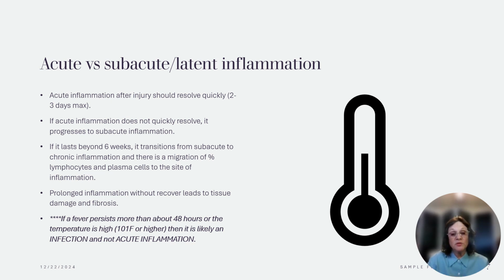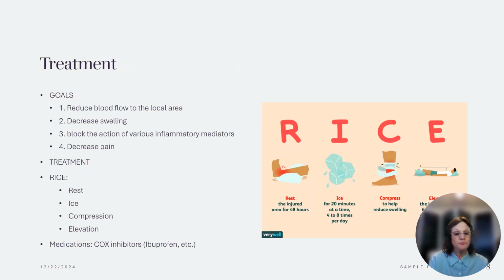And if a fever persists, again, I'm adding this here, so highlight that. If a fever persists for more than about 48 hours or the temperature is high, like 101.5 or higher, then it's likely an infection and not acute inflammation. So as a nurse, you really have to know these signs and symptoms.